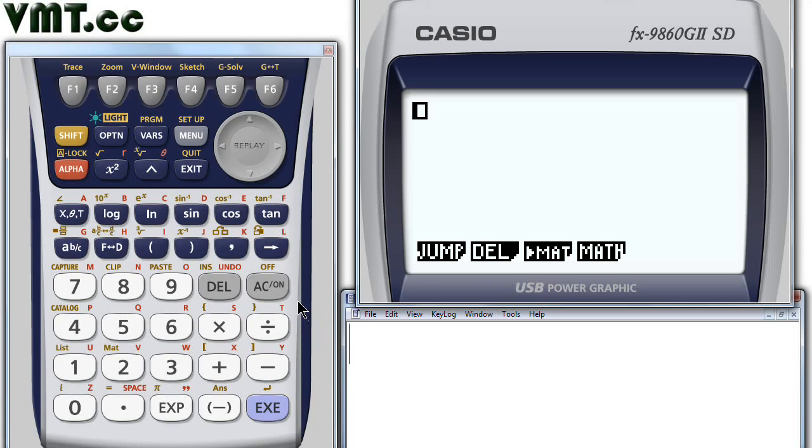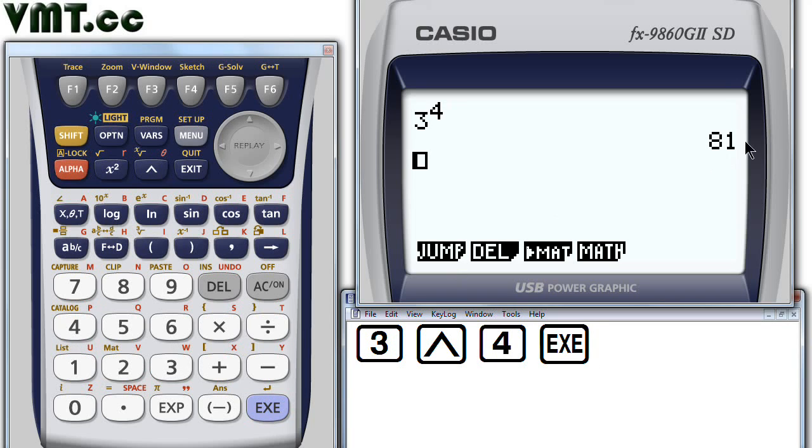For the first example, I want to raise 3 to the 4th power. So press the number 3, then look for the caret key, which is right here. It's also known as the power key or the exponent key. I will usually just say power. Let's go ahead and press it, and then the number 4. And finally execute. The answer is 81.